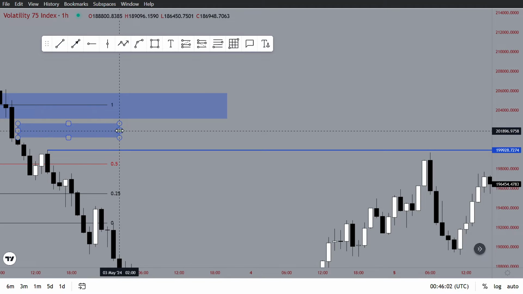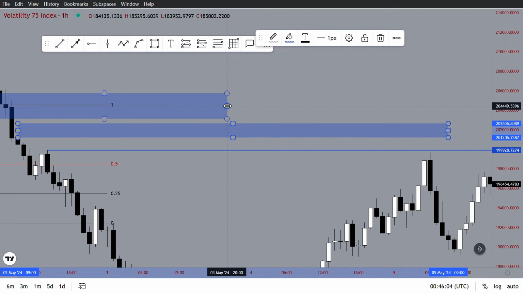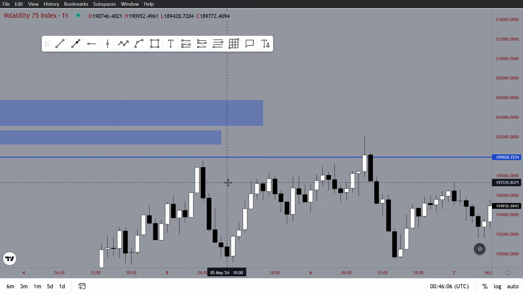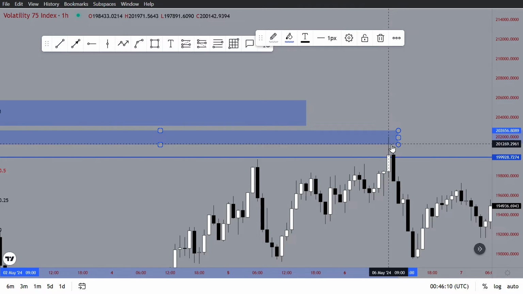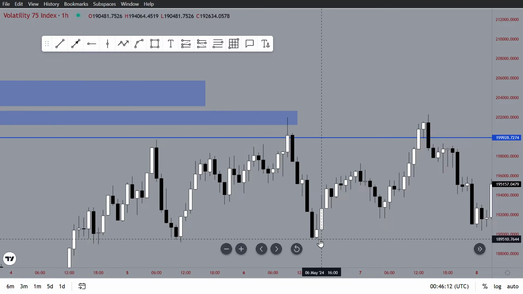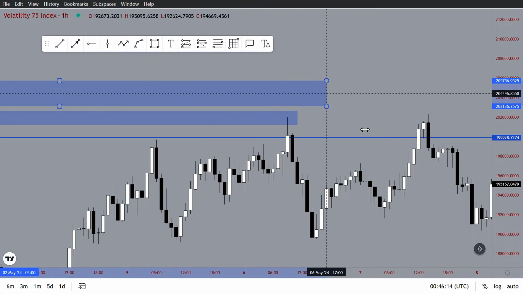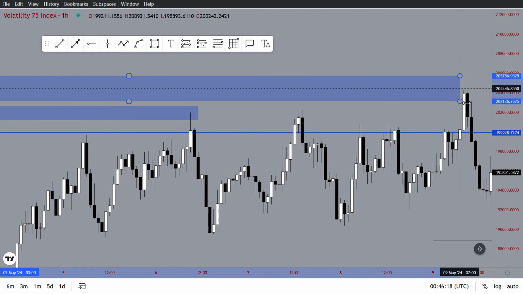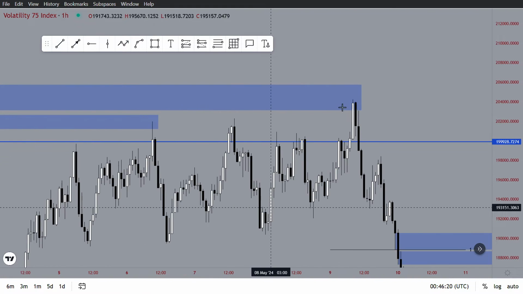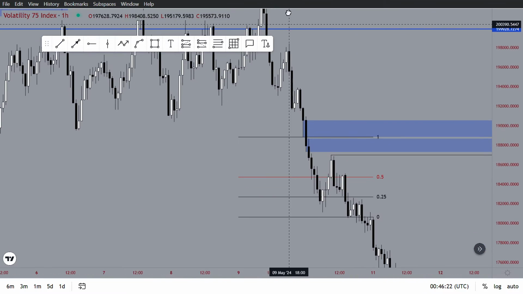Let's extend price all the way. And we see perfectly the first zone was tapped. Nice and perfect reaction. Okay, price came to the last zone as well. And then it gave the massive sell-off all the way to the downside.